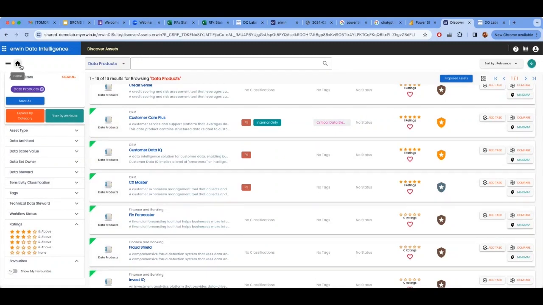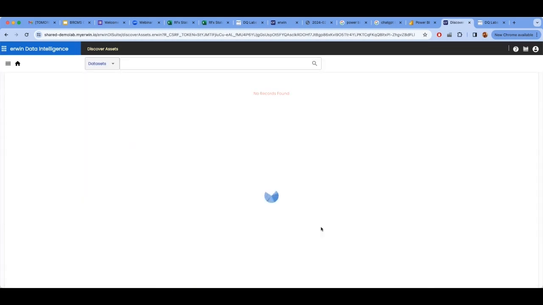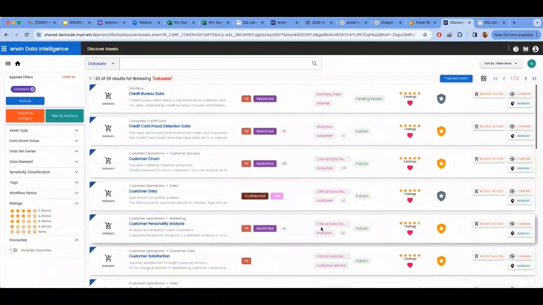So I will now move to our second script, which I will go back to our main screen. And this time I will be looking at the data sets. The data sets are in general very similar to data products. The scope is a little bit smaller. In this case, you are just looking at a data set, which might be a table or a file. It's not like a big combination of different things.